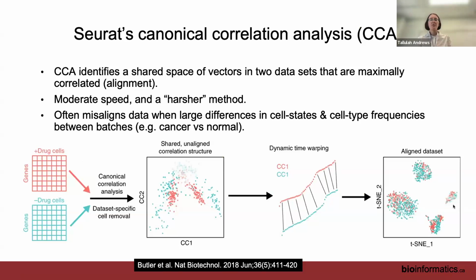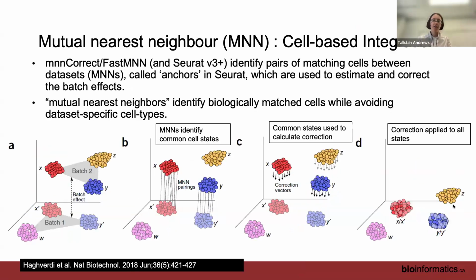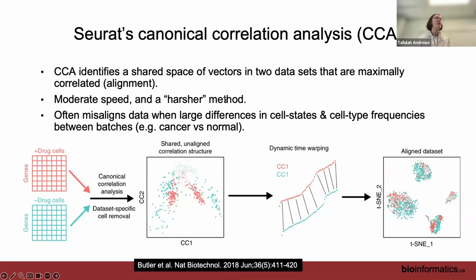So that method was developed by this group down at the bottom, Haghverdi, in Nature Biotechnology. It worked so well that the people at Seurat were like, yeah, that works great. We're going to borrow that for our method too. So now the modern Seurat canonical correlation analysis also uses mutual nearest neighbors, but they call them anchors instead. But whenever you see anchor in Seurat, it means mutual nearest neighbor.